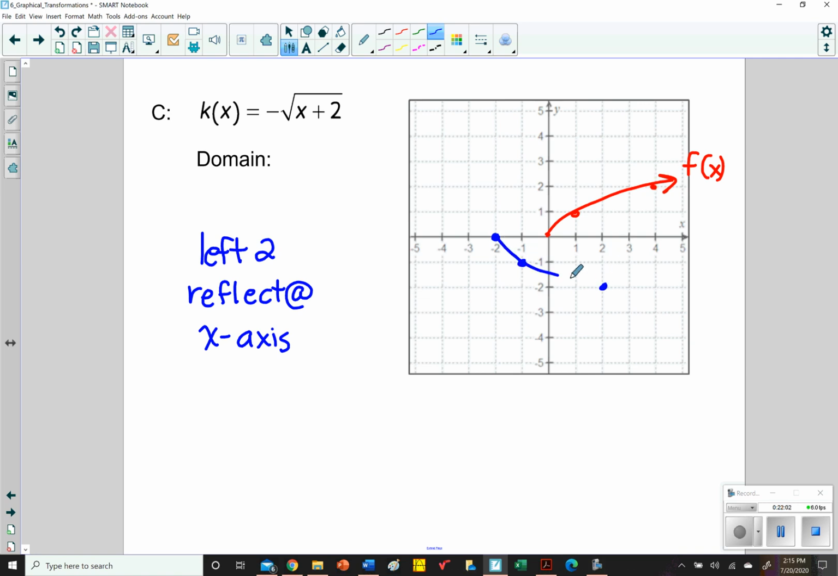in the same shape. You see how that's a rigid transformation? It didn't stretch it or shrink it at all. But the domain begins at -2 inclusively and goes to infinity.